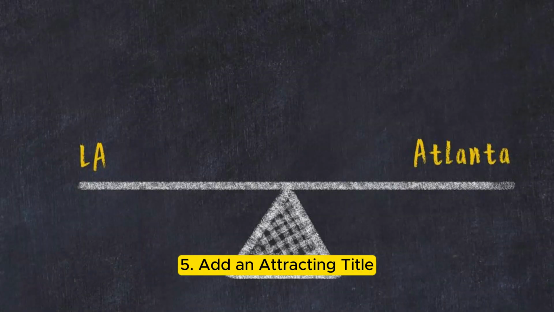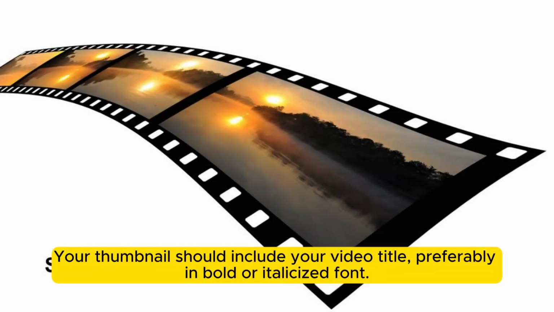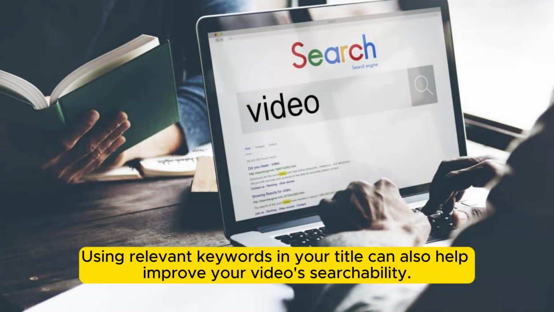5. Add an attracting title. Your thumbnail should include your video title, preferably in bold or italicized font. Using relevant keywords in your title can also help improve your video's searchability.